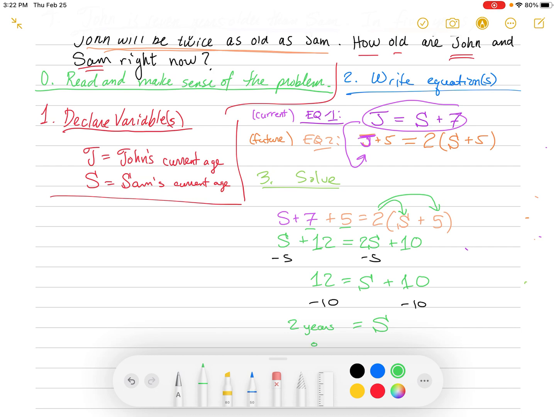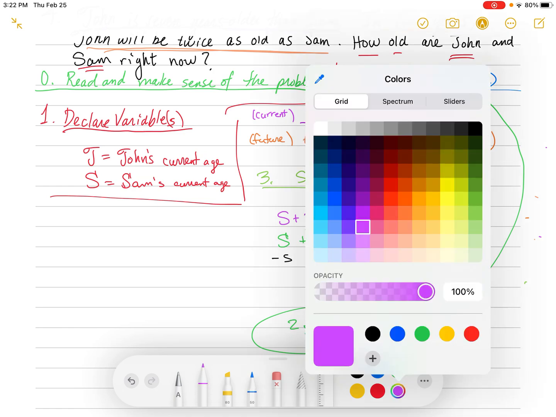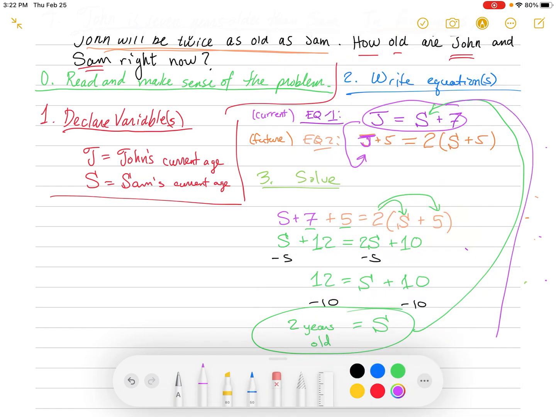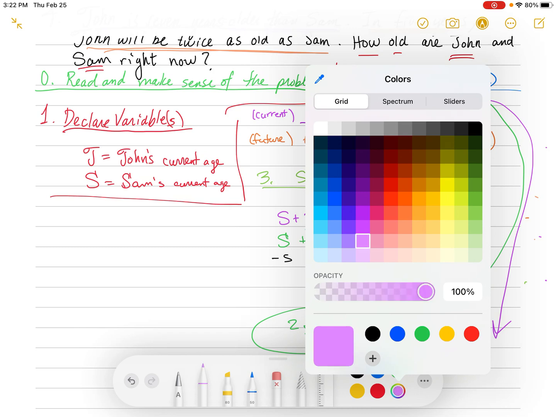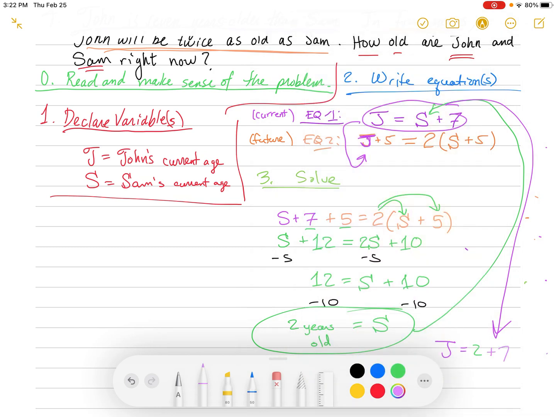It's going to be 2 years old. So Sam is going to be 2 years old. How do we find John's age? You take 2 years and we plug it back into this purple equation. When we do that, we'll get John's age. So John is going to be 2 years plus 7. So John will be 9 years old.